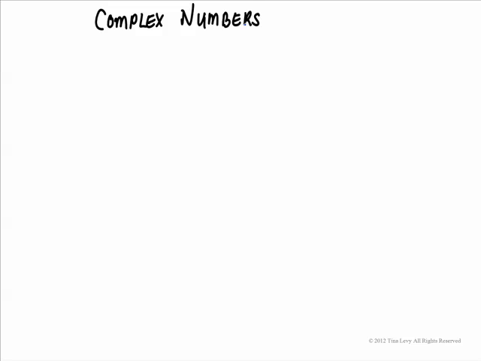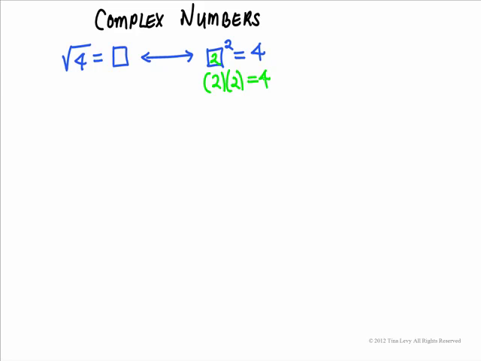We're now going to introduce complex numbers. We know when we first started doing square roots, if I said square root of 4, we think of it as a number such that the square of that number will equal 4. Basically, the equivalent sentence says square root equals box if box squared is 4. So that means that 2 would work because 2 times 2, 2 being squared, does give you 4.